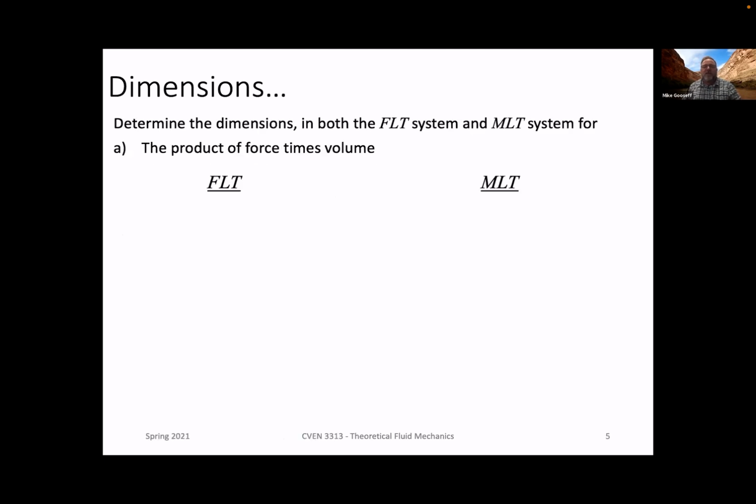Let's see what happens. Okay, so let's take part A and work through this. We said the product of force times volume, so force is represented by F. Volume in the FLT system is just length cubed, of course, and that'll be the same in the MLT system. If we take the product of these two, we end up with force times length cubed, or force times volume, and that's our solution, right? So that's fairly simple, Mohammed, for example. We'll compare that in a moment to what happens on the right-hand side.